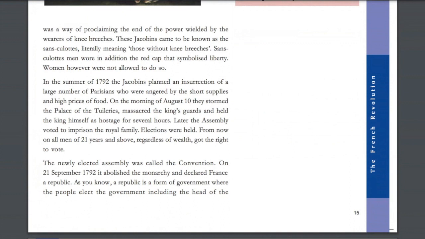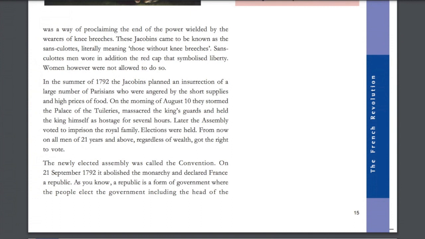Later, the assembly voted to imprison the royal family. Elections were held from now on. All men of 21 years and above, regardless of wealth, got the right to vote. So you can see that even the Jacobins played an important role in the French Revolution. The French Revolution was a series of events. You cannot say that the French Revolution took place on one day. It took place in 1789, on 14 July, with the storming of the Bastille. So the French Revolution was a series of events which started from the storming of the Bastille.